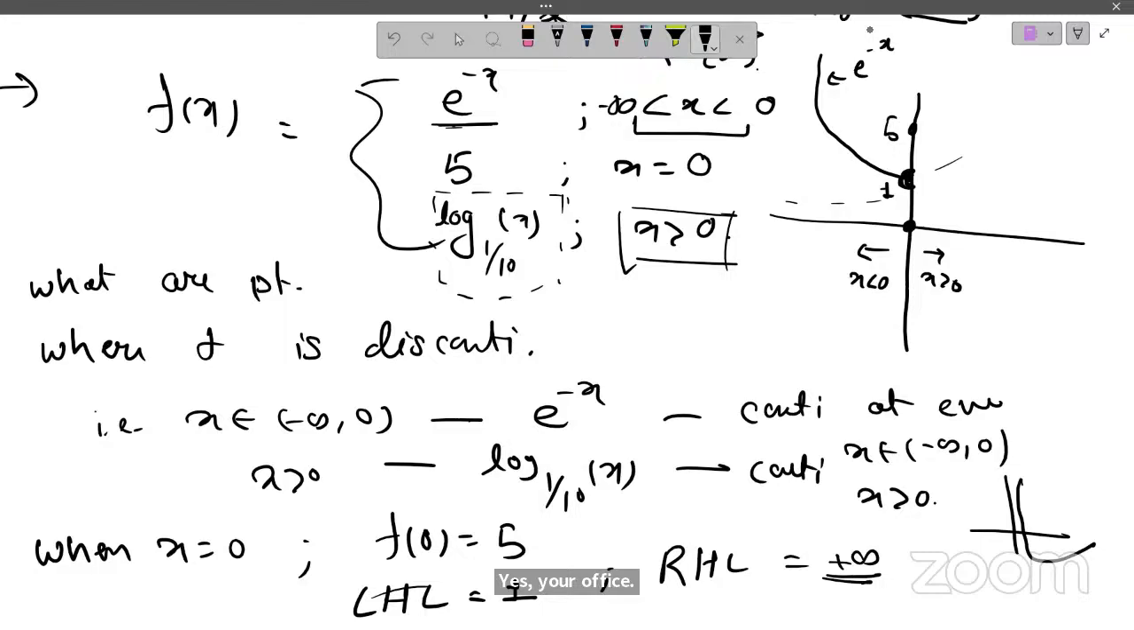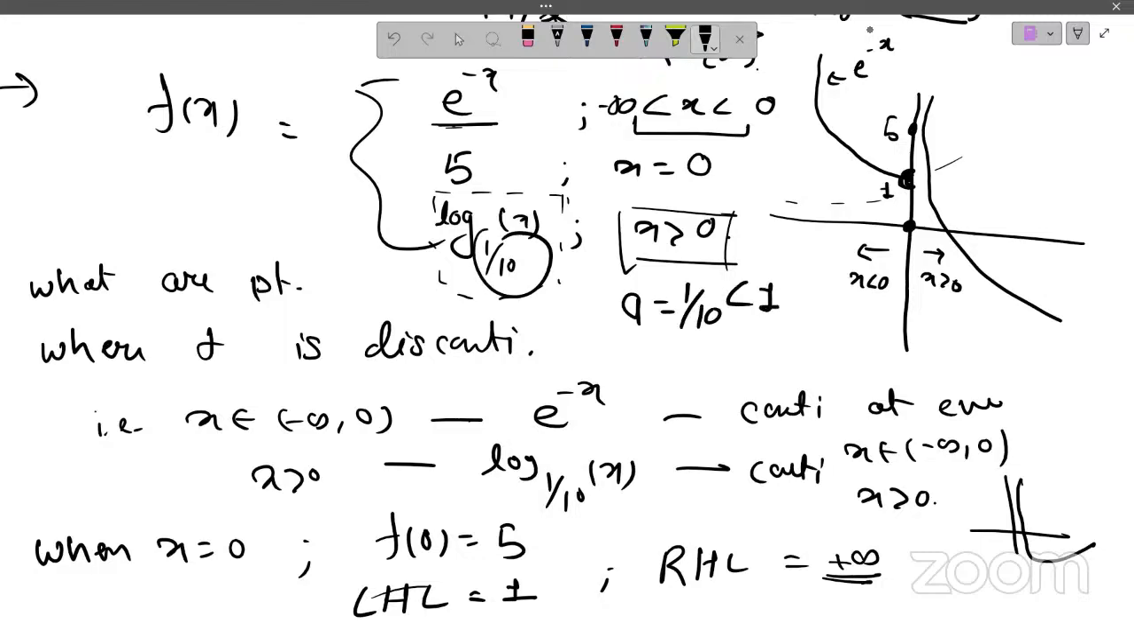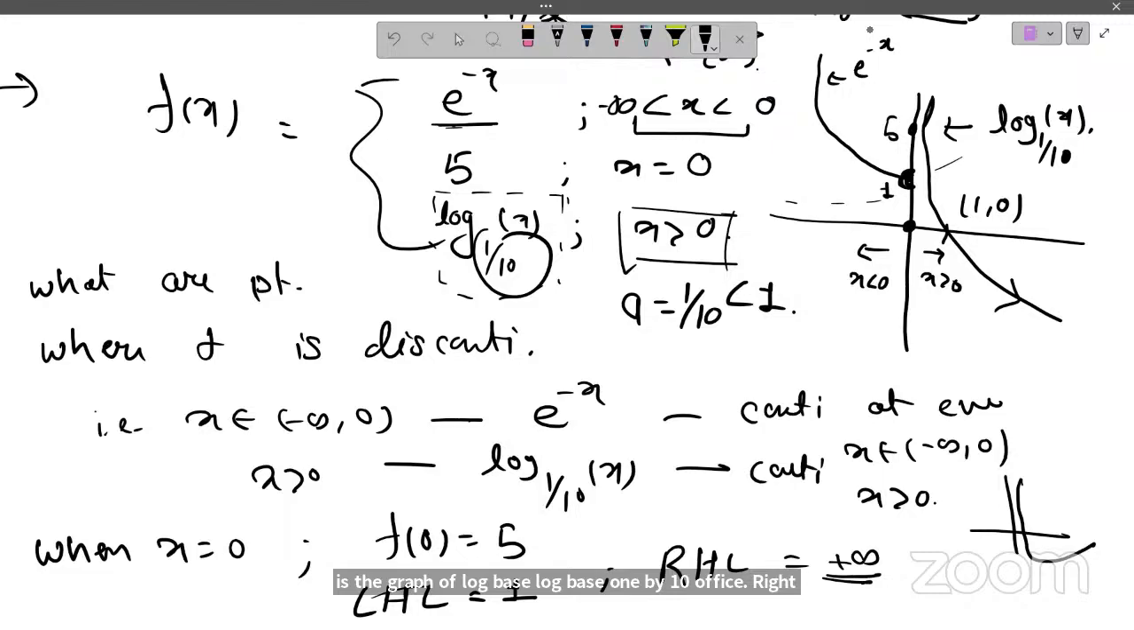And as x is strictly greater than 0, we are saying that it is log. When the base is 1/10, that means it is less than 1. So when the base is less than 1, the graph of log is decreasing and intercepts at (1, 0). This is the graph of log base 1/10 of x. So now you got it, right?